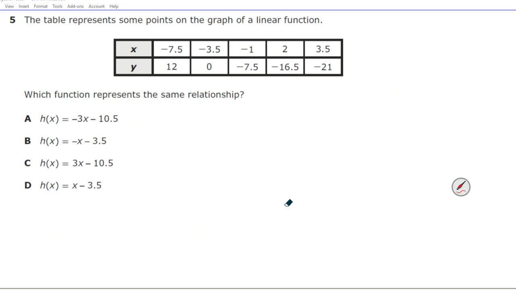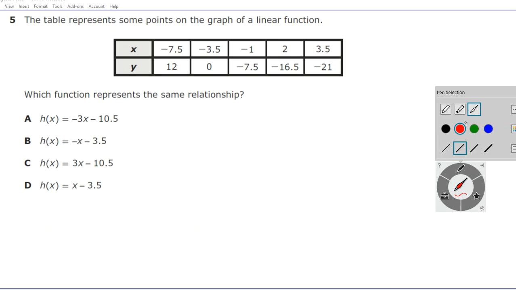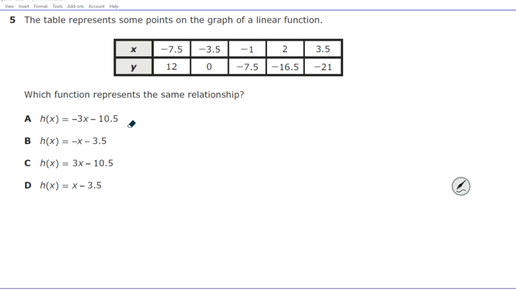Alright, let's go ahead and take a look at question number 5. It reads, the table represents some points on the graph of the linear function. So we have a graph here, a table here. So the question is, which function represents the same relationship?